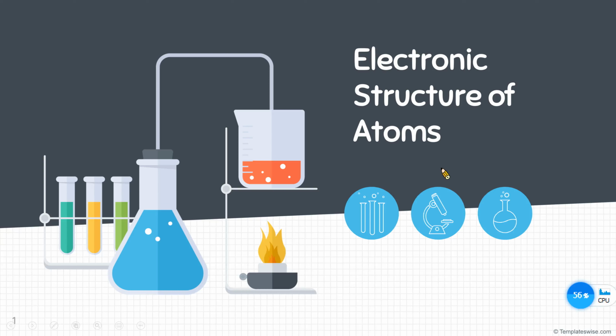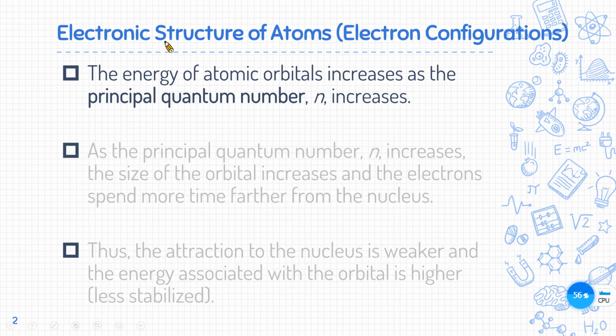Hello, in this unit, we are going to explore electronic structure of atoms. Electron structure of atoms is also called electron configurations. The energy of atomic orbital increases as the principal quantum number n increases.